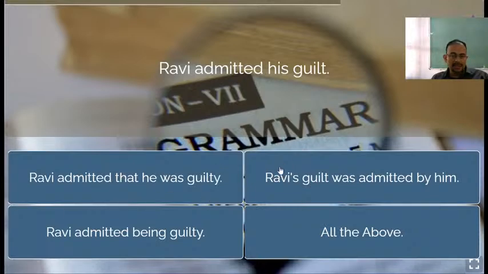Now, second example, "Ravi's guilt was admitted by him." Tell me, what kind of sentence is it? Is it a simple sentence, complex sentence, or compound sentence? "Ravi's guilt was admitted by him" is the example of a complex, simple, or compound sentence?